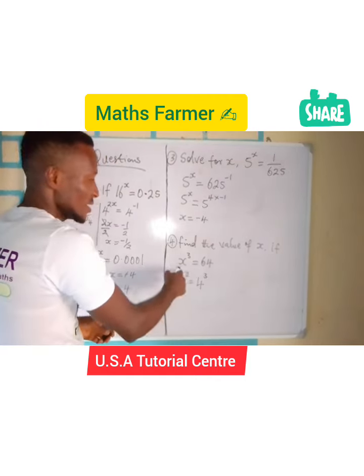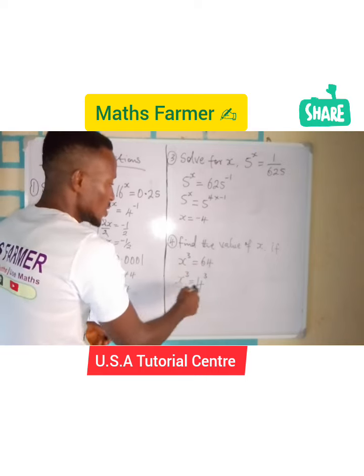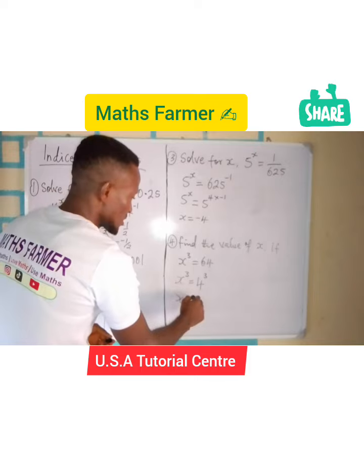Their powers are the same. Since their powers are the same, that means we equate their bases. x is now equal to 4.